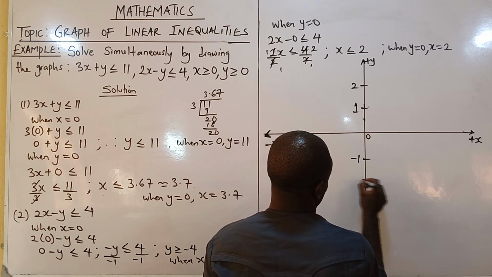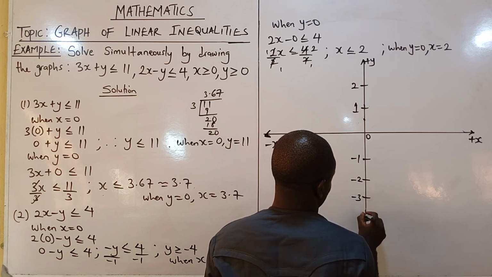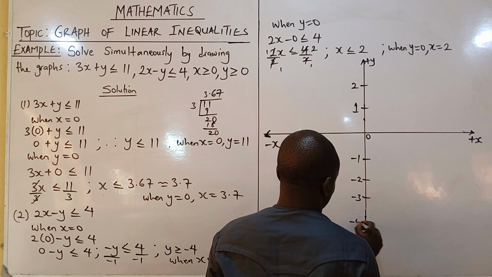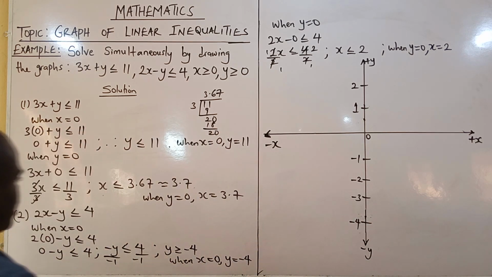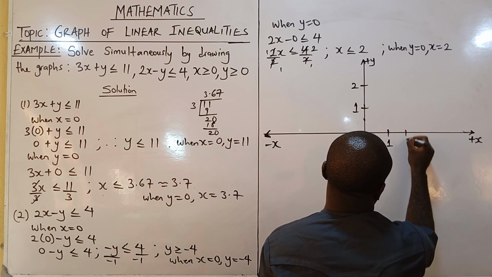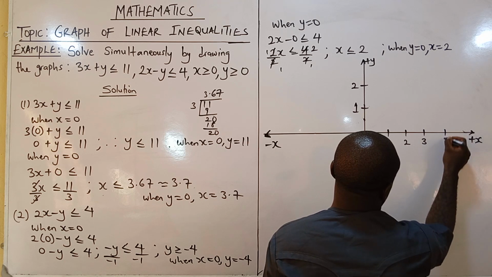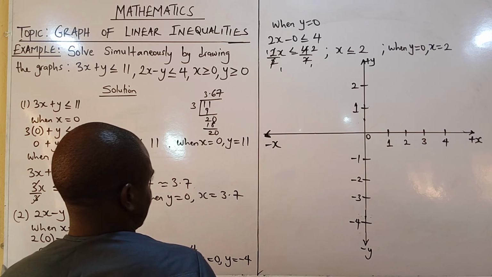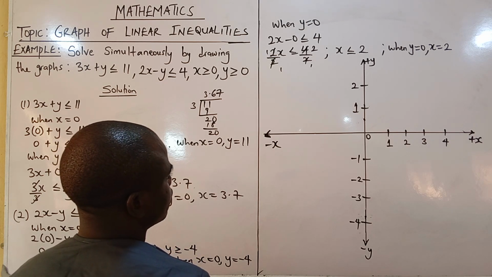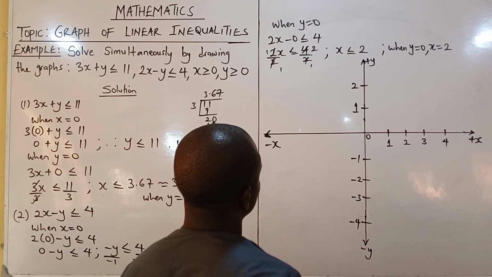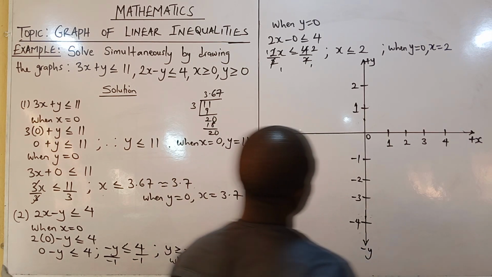Having minus 1, minus 2, minus 3, minus 4. The highest value for x is 3.7. This is 1, 2, 3, 4. 3.7 will be around this area. For the negative side, we don't have negative values of x. Okay, now let's start plotting.